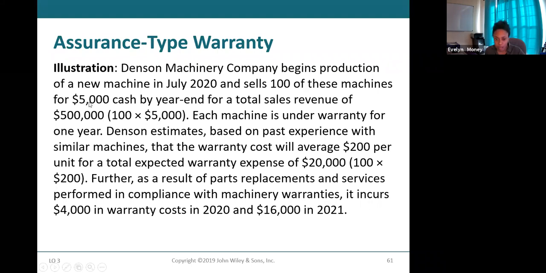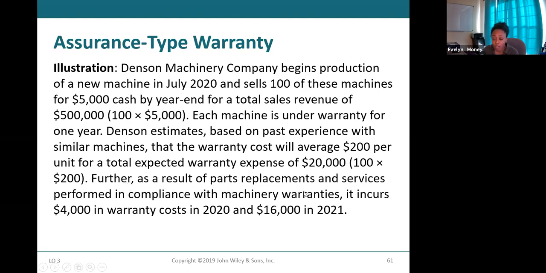Notice that this sales price, there's no additional price for a warranty. This assurance type warranty is implied. This is just the sales price. So each machine is under warranty for 1 year. And they estimate, based on past experience with similar machines, that the warranty costs will average $200 per unit, or $20,000, because they sold 100 units.